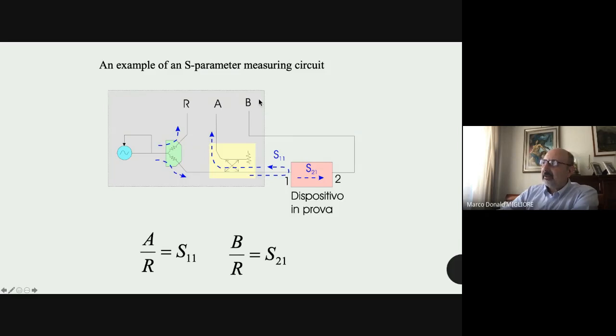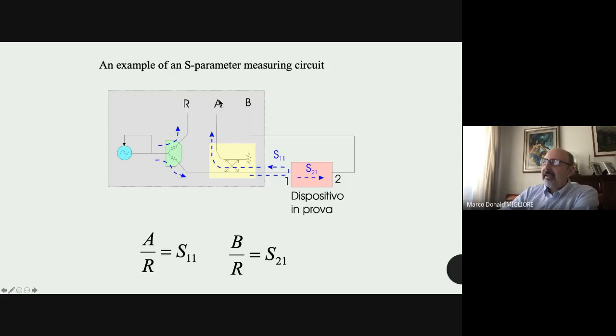And this is the vector network analyzer. What I want to stress is that we measure these quantities inside the vector analyzer. For example, when I measure the reflection coefficient, what I measure is the ratio between this signal A, which is the signal that goes from the source of the vector network analyzer, reaches the device under test, and then is reflected and reaches the receiving part of the vector analyzer.